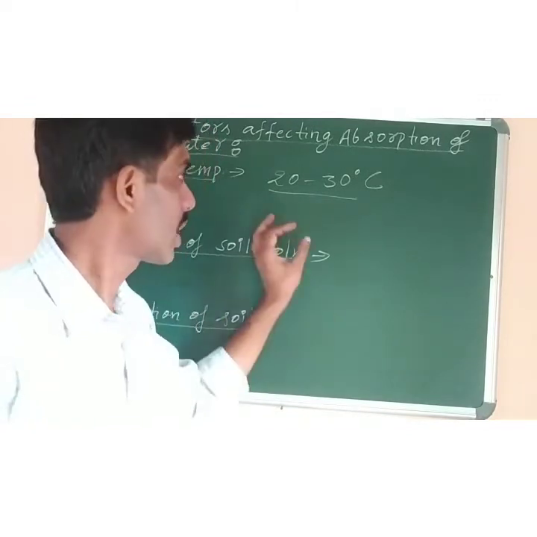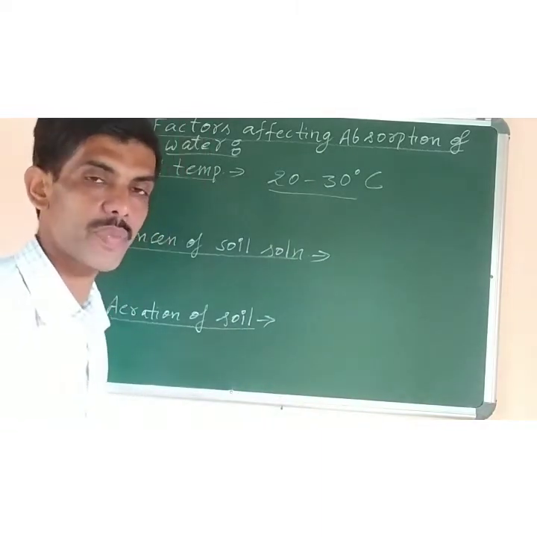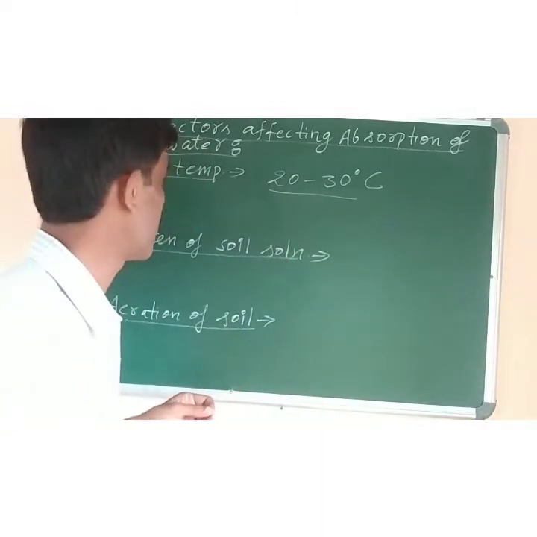Understood? So the suitable temperature is 20 to 30 degrees. Either more or less than this temperature can affect the absorption of water and minerals from the soil.